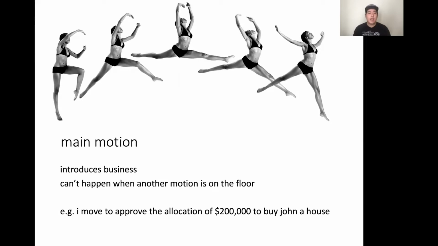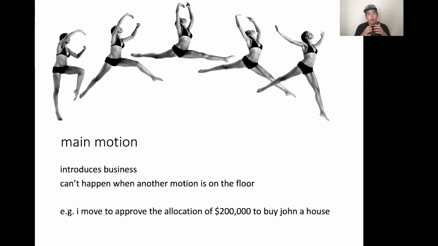and it cannot happen when another motion is on the floor. This is the first part where you'll see the order piece of Robert's Rules really try to promote order. You can't talk about two things at the same time. An example that I jokingly like to give is you can make a motion to approve the allocation of $200,000 to buy me a house. That is someone wanting to do something, and you can make a motion to do that. At the right time in the meeting, probably during new business or during one of our committee times, you can make a motion to make this kind of allocation.